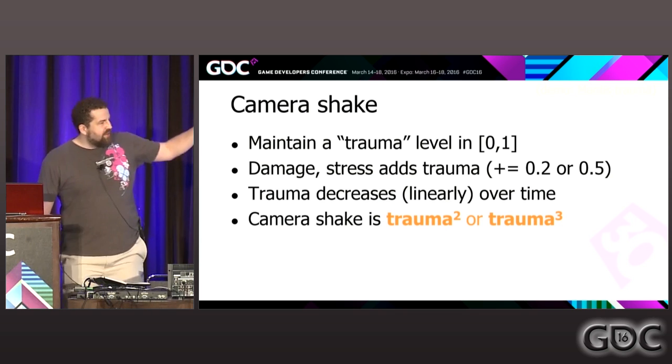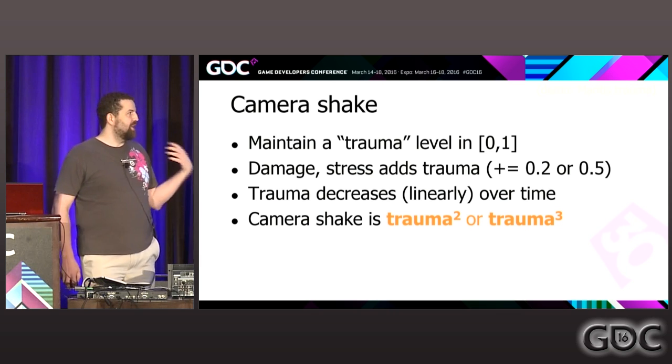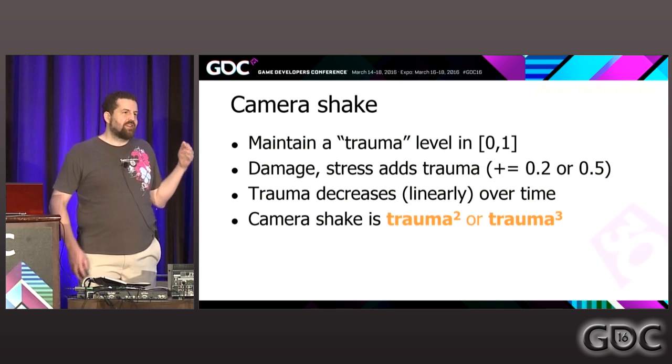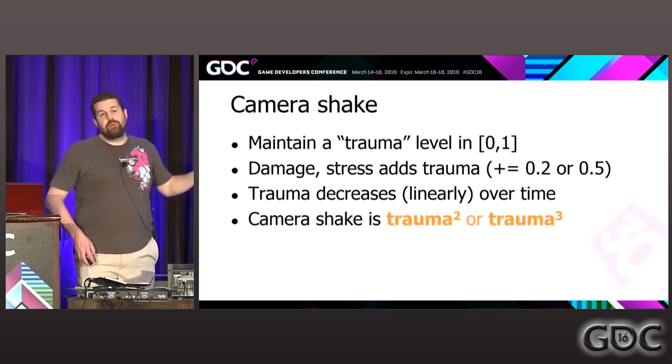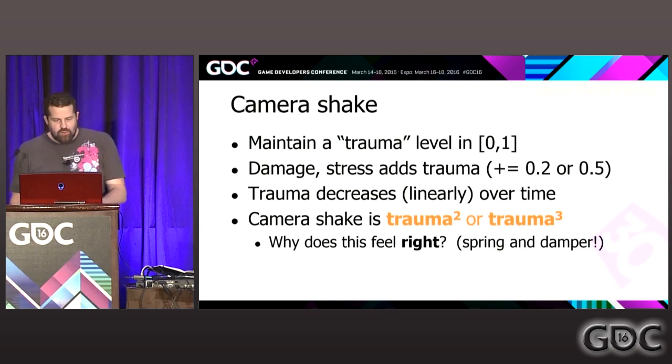But the important part here is that, first of all, camera shake is not going to be linearly proportional to trauma. It's going to be trauma squared or trauma cubed, which in the 0 to 1 range actually means it's going to be a curve that makes it go downward, right? It's like the beginning of a parabola. So I want to talk about why this feels right.